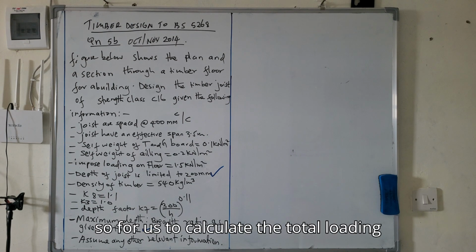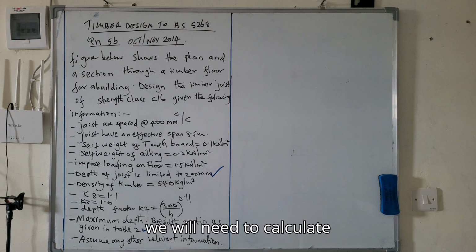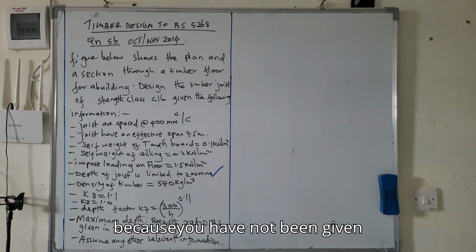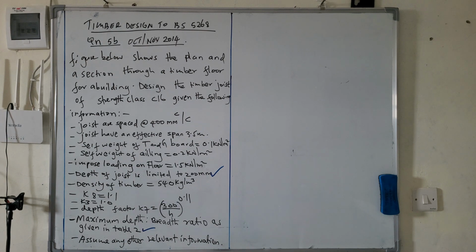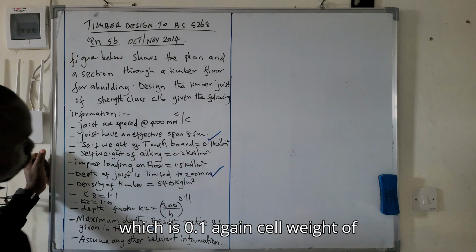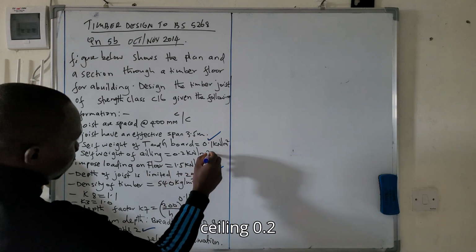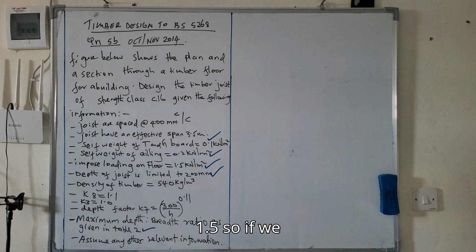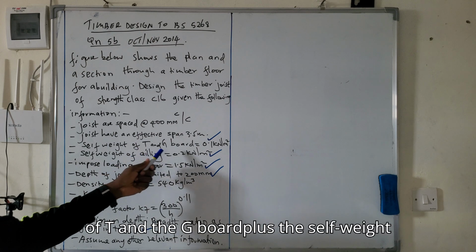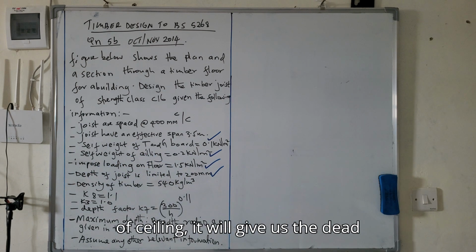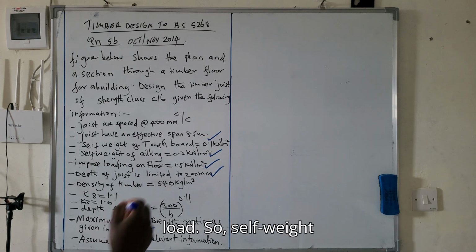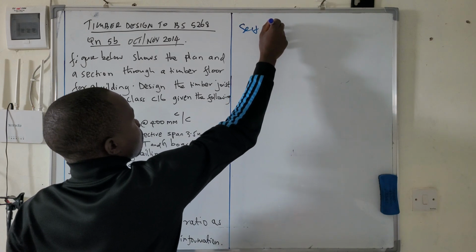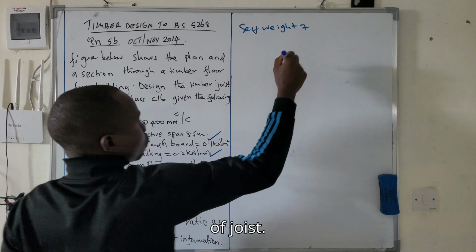So for us to calculate the total loading, we will need to calculate the self weight of the joist because we have not been given the self weight of the joist. What we have is the self weight of T and G board, which is 0.1. Again, self weight of ceiling, 0.2. And then imposed loading on floor, 1.5. So if we take the self weight of the timber joist plus the self weight of T and G board plus the self weight of ceiling, it will give us the dead load. So self weight of joist.